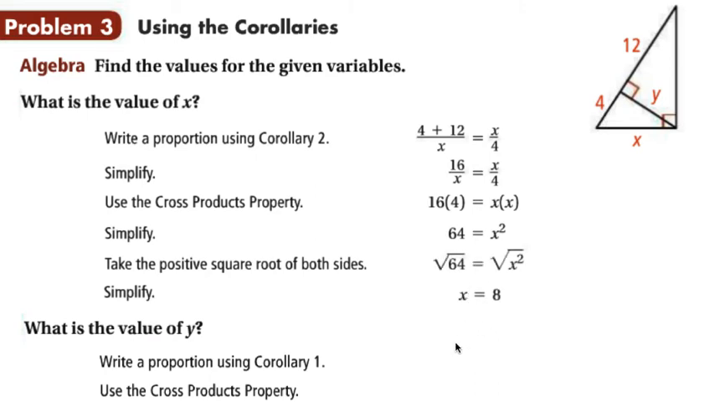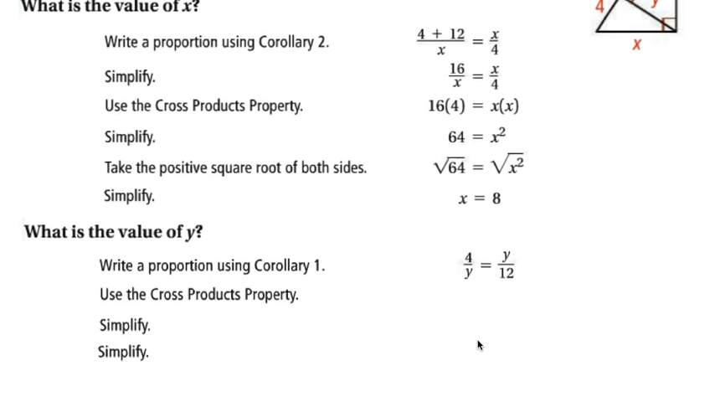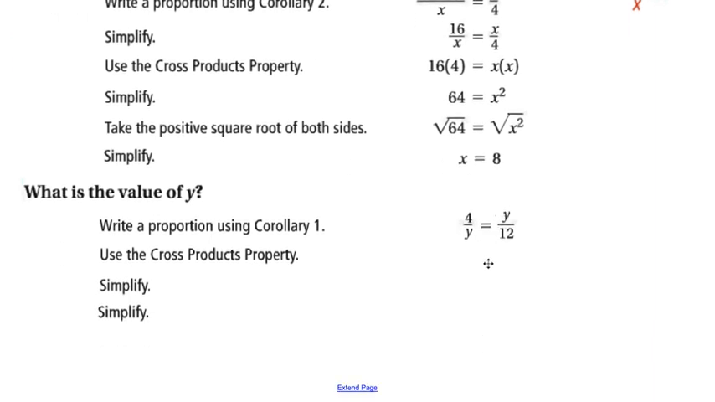Then on the other one, our proportion that we're going to write using y is going to say 4 is to y as y is to 12. Remember, y is the geometric mean. So now we just need to multiply across and simplify. And we get y equals 4 square roots of 3. This one is 48, which is 16 times 3. 16 comes out as a 4.